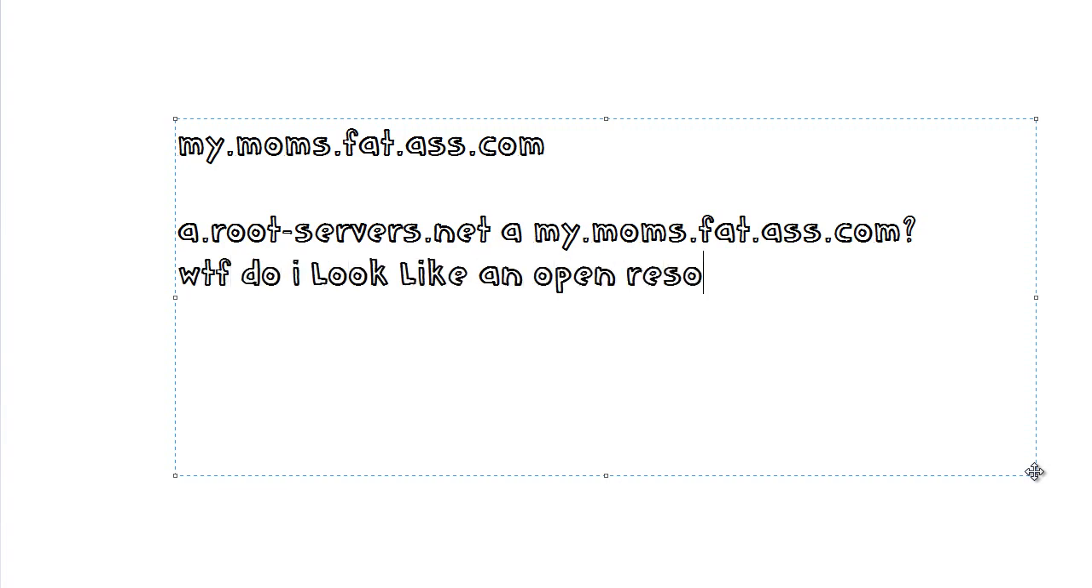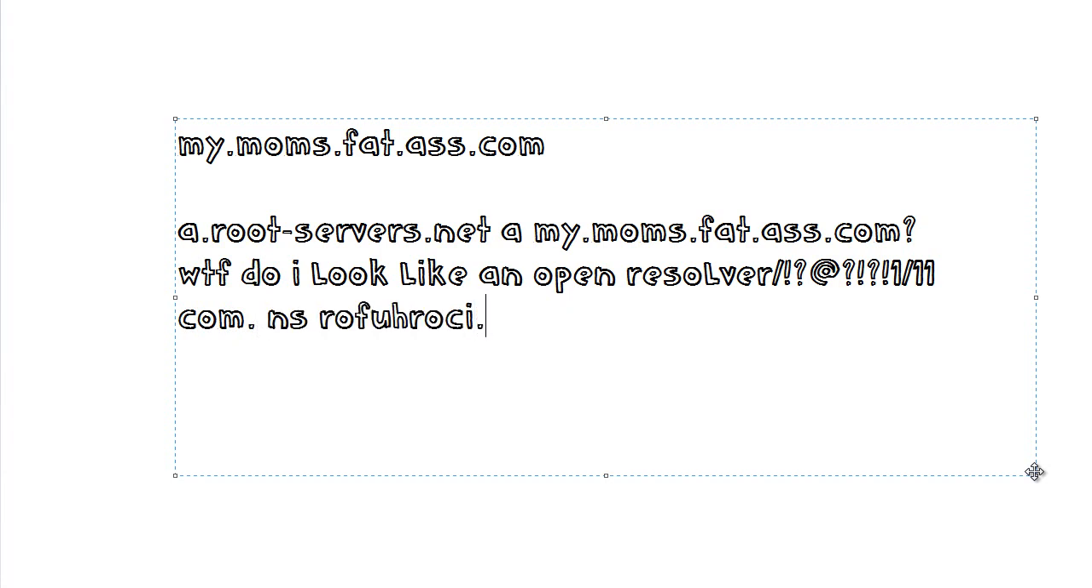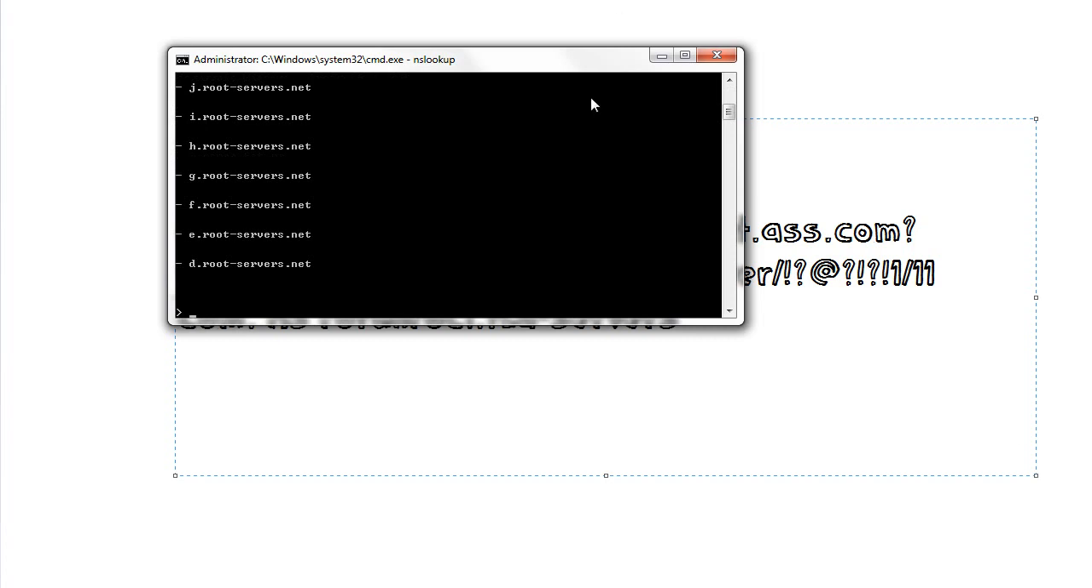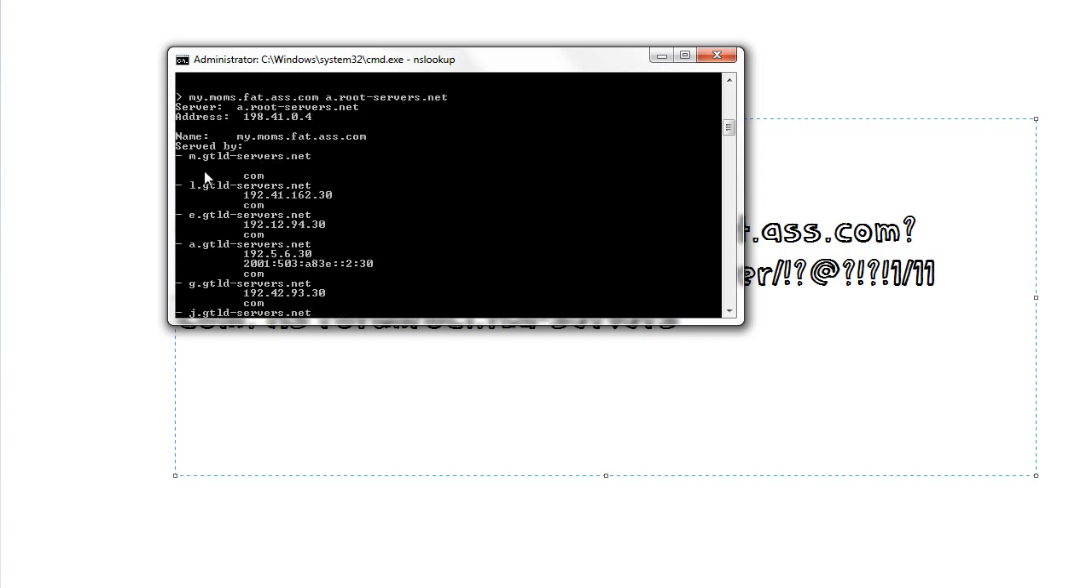An open resolver. So that's going to say, hey, I can tell you that .com, the top level, .com, is homed at the TLD servers.net or something like that. Actually, let's just take a look here. If I want to set no recurse, and I want to look up mymomsfatass.com, I basically got to ask the root server, so I'm going to ask a.root-servers.net, and it's going to say, whoa, you got to ask the GTLD servers.